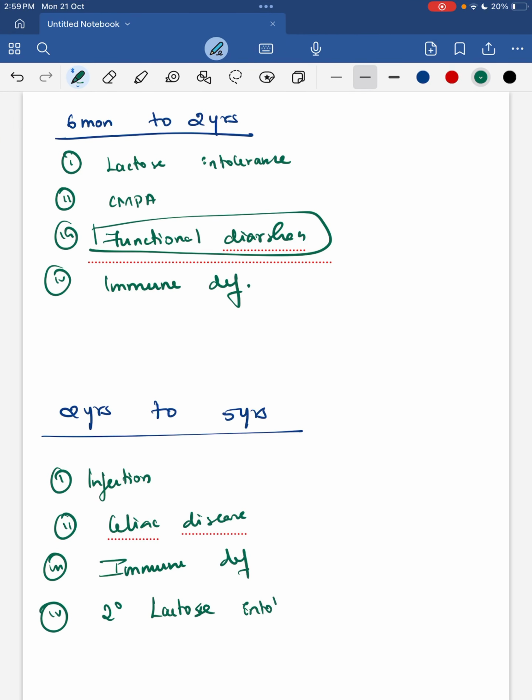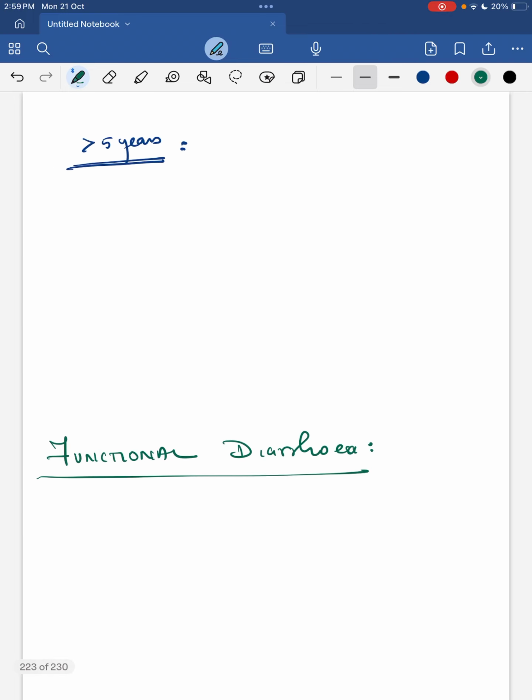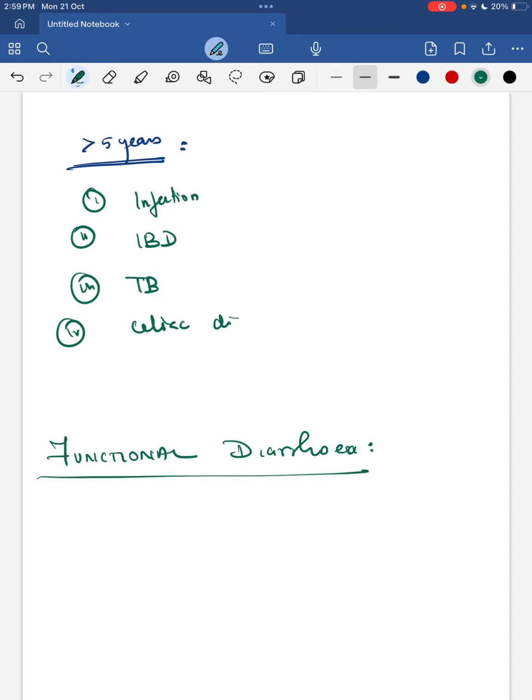Next, the common causes for a child to get diarrhea at more than 5 years of age are again infection, second inflammatory bowel disease, third tuberculosis, fourth celiac disease. And it can also be related to immune deficiency, that is common variable immune deficiency disorder also, right? Yes.